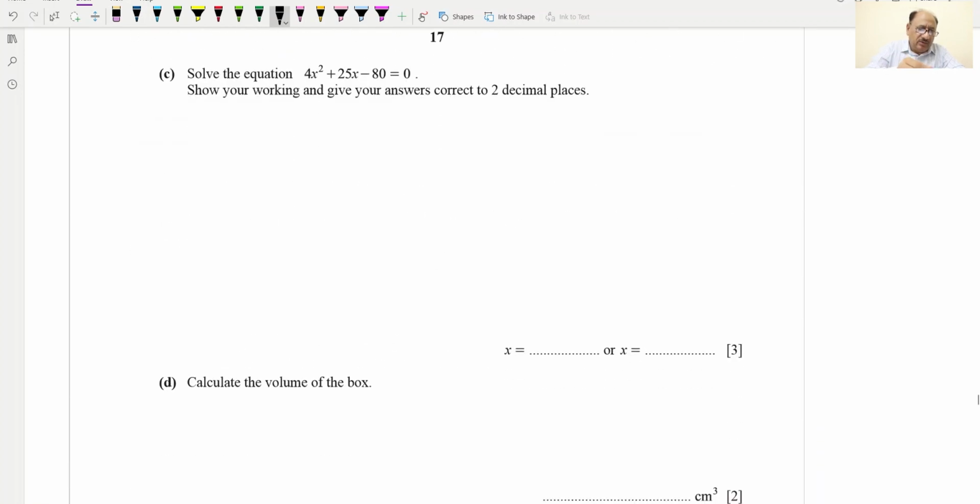Now they are saying solve this quadratic equation which we just found. We have to show your working and give your answer correct to 2 decimal places. So when they are telling you that the answer is in 2 decimal places, this is basically a hint for you that you will have to use the quadratic formula, and that will be the easier route for you.